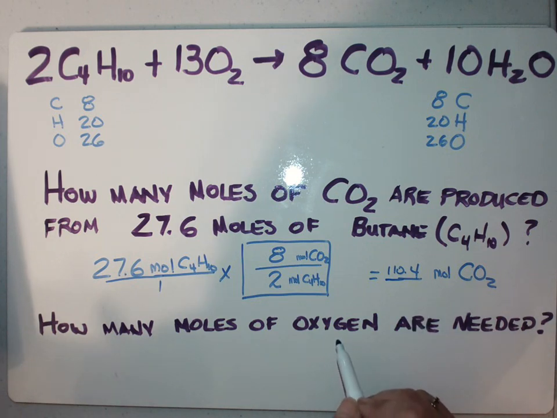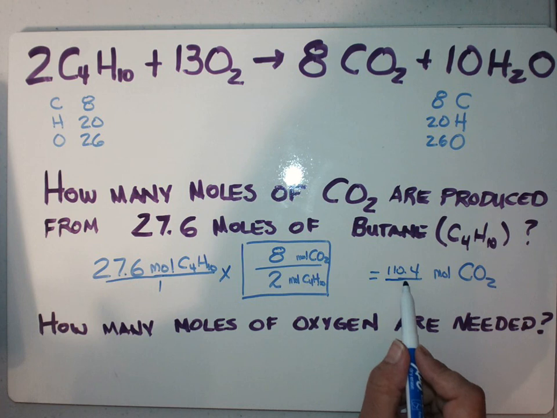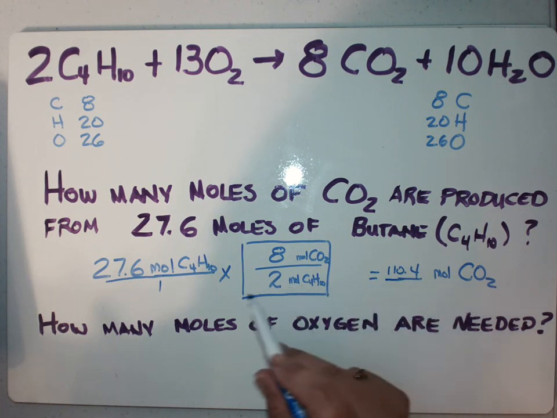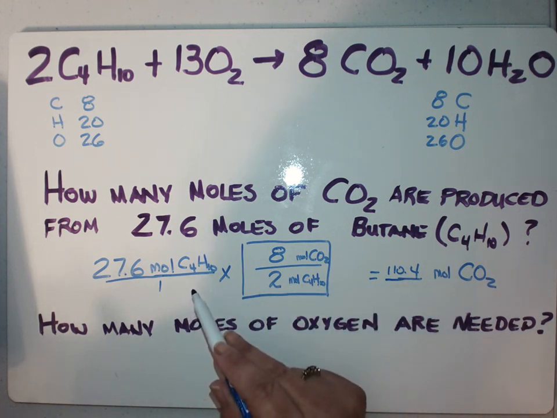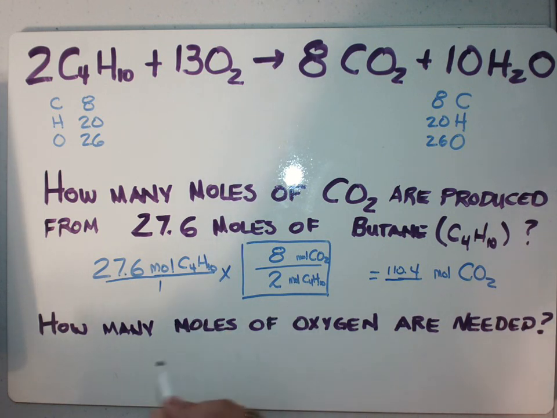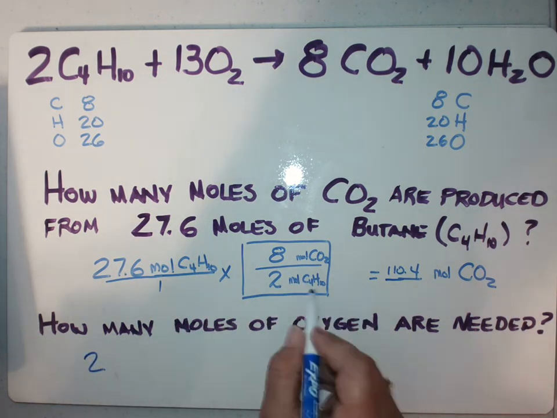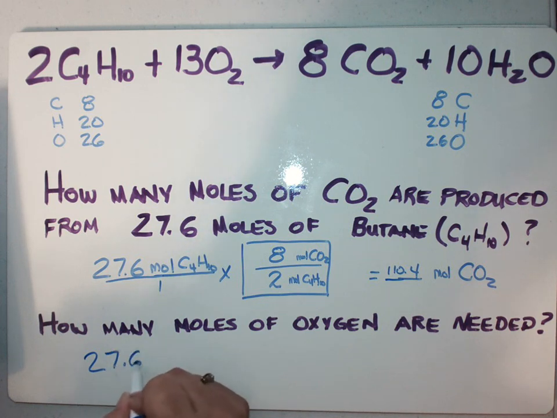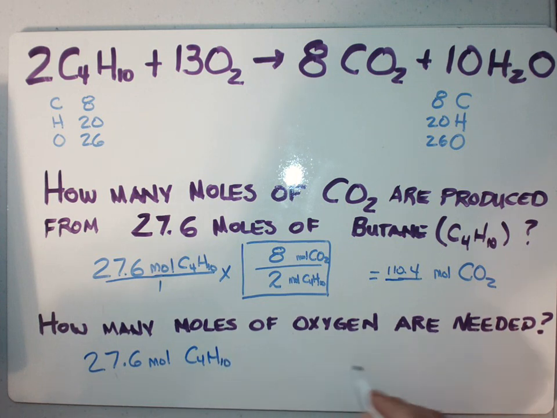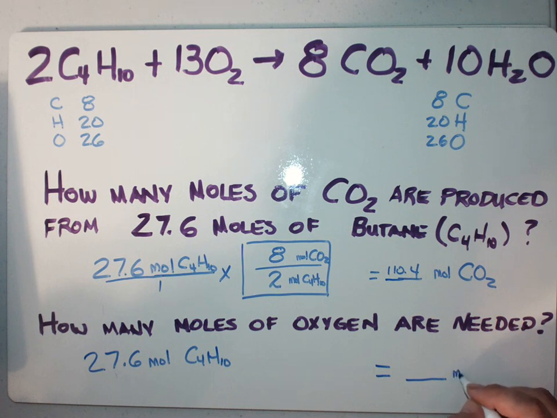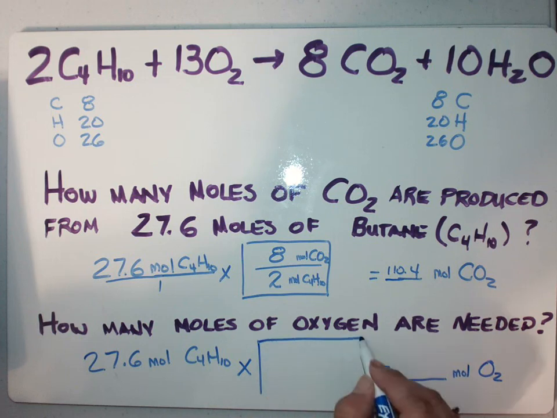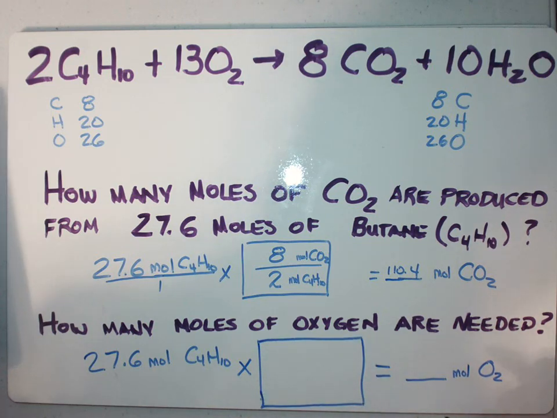So how many moles of oxygen are needed? Again, you could actually start with 110.4 moles of CO2 or 27.6 moles of C4H10 butane, and you'll get the same answer, but we'll start with what's given, in case we made a mistake up here, you never know. 27.6 moles C4H10, and my roadmap is how many moles of oxygen, so many mole of O2. And again, I'm going to multiply it by something, and this box is the ratio that I have to get from my balanced equation.